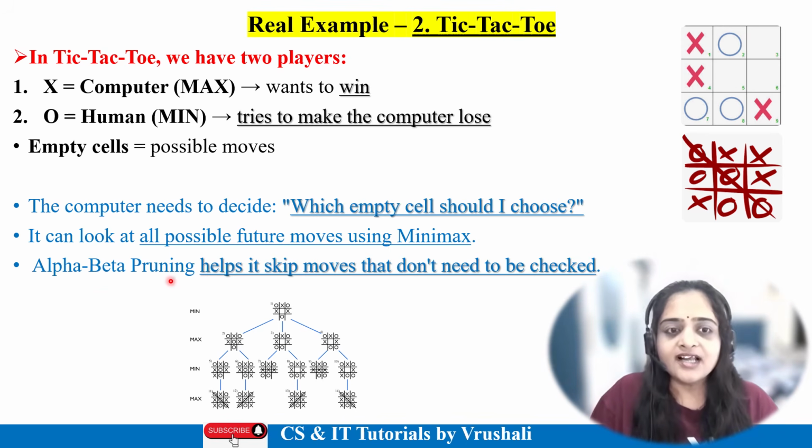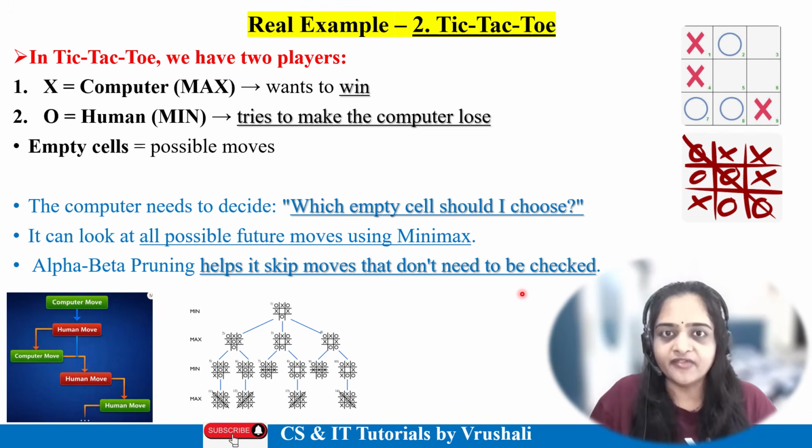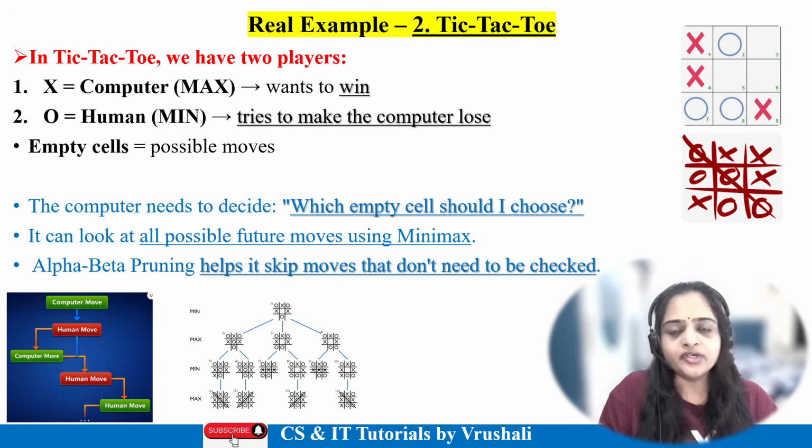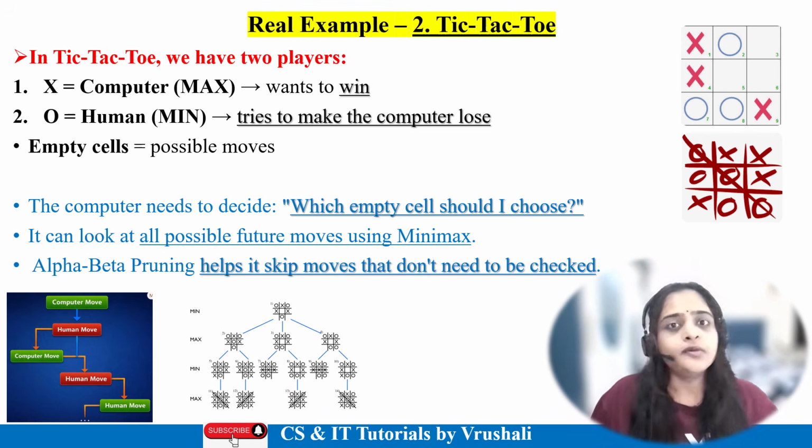But again, there is the alpha beta pruning method. This method helps to skip the moves that don't need to be checked. So basically they cut off all the moves that are not required. Again, here the heuristic alpha beta tree pruning algorithm is used. So when there are a total of two players, one is AI or computer and another one is human, the computer always wants to win and the human always wants to make the computer lose. At that time, this strategy is used. Got it?